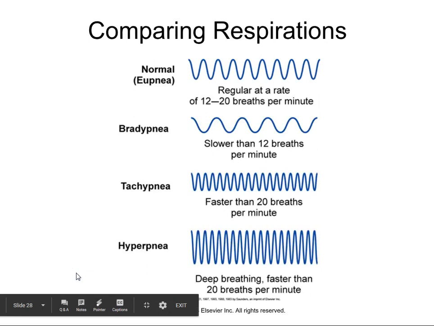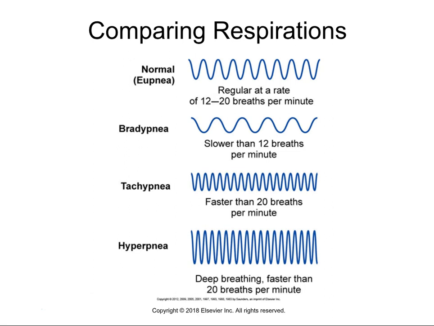Here we have a picture where you can compare the wavelengths of respiration. So that first one there, you're seeing normal respirations, which we call eupnea. Okay, eupnea is our regular rate of breathing. It should be anywhere from 20 down to 12 breaths per minute. Then we have bradypnea. This is that slow breathing rate. So this is slower than 12 breaths per minute. Then we have tachypnea. This is fast breathing. So this is more than 20 breaths per minute.